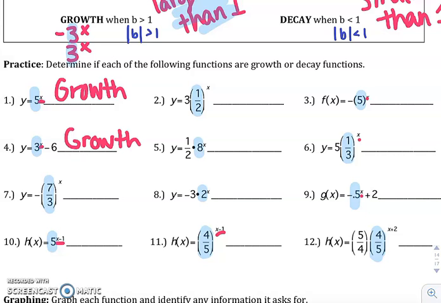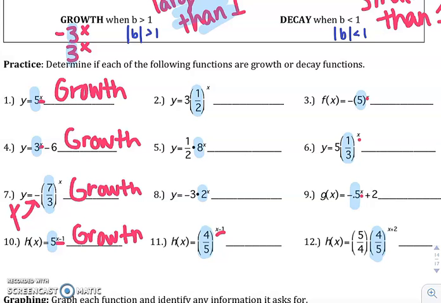7/3. First off, don't be confused because it's a fraction. It's a fraction larger than 1, and it doesn't matter about the negative. We don't care if it's negative or positive. That will tell us which way it goes, but the 7/3 itself is the part that tells us this is going to be a growth function. 5 to the x minus 1 is growth. We have a lot of growth functions here.